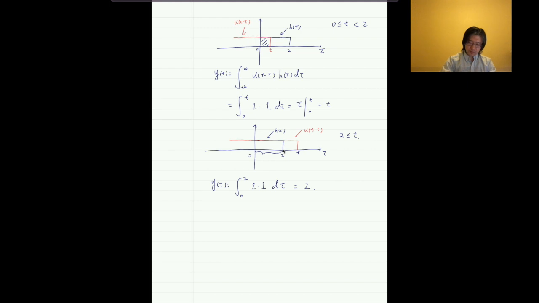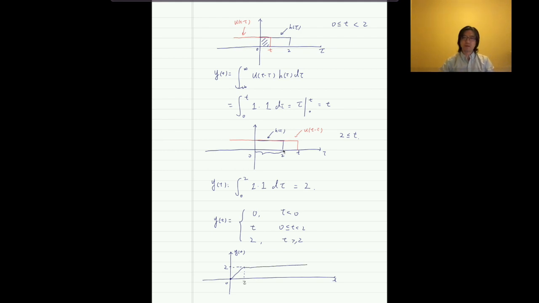Okay, so in summary, y(t) equals 0 when t is less than 0, and when t is bigger than 0 and less than 2, this is t, and then when t is bigger than or equal to 2, it'll be 2. Right, to sketch it, y(t) is something like this, increase till 2, here's also 2, then it'll keep 2 forever. Okay, so now we finished solving question number 6.